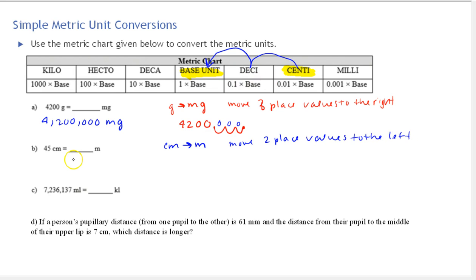So starting with our 45 centimeters, our decimal is here. If I move it 2 place values to the left, that's moving the decimal right in front of the 4. Well, that's equivalent to 0.45. So 45 centimeters is 0.45 meters.